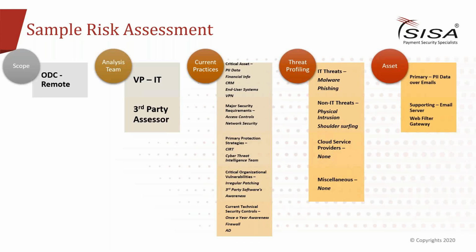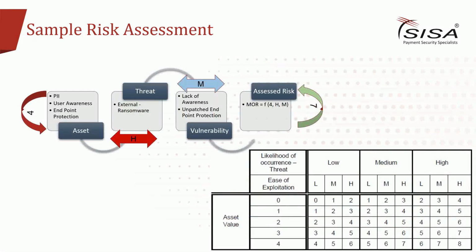So according to the current practices, what we identified was that the primary asset is the PII data, which is available over emails and on the systems as well. And the supporting assets are the email servers, the web filter gateway, and the endpoint systems, endpoint desktops or laptops, which the people are using. So based upon all of these things, we perform a risk assessment. Now, in the risk assessment, first of all, we identify the primary asset. Now, the primary asset is the PII data.